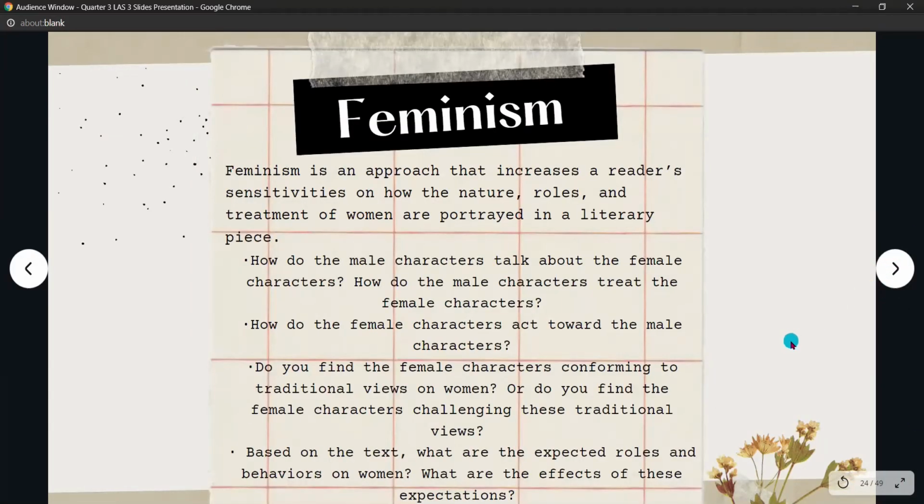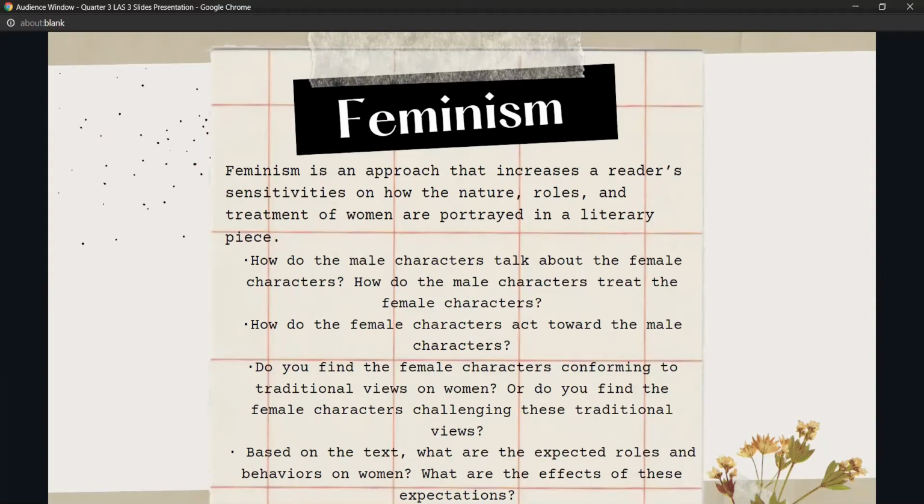Feminism is an approach that increases readers' sensitivities on how the nature, roles, and treatment of women are portrayed in a literary piece. The guide questions are the following: how do the male characters talk about the female characters? How do the male characters treat the female characters? How do the female characters act toward the male characters?